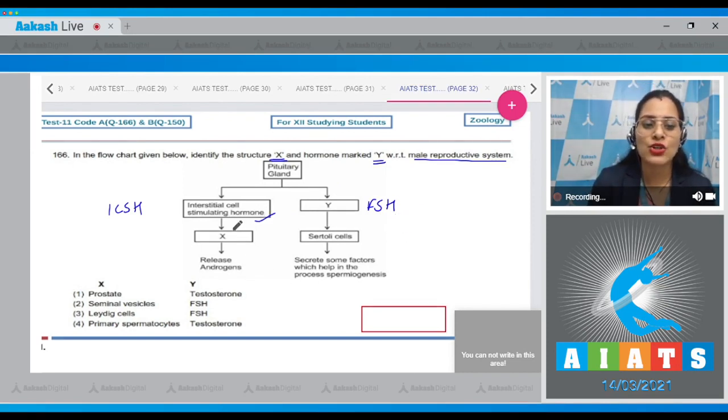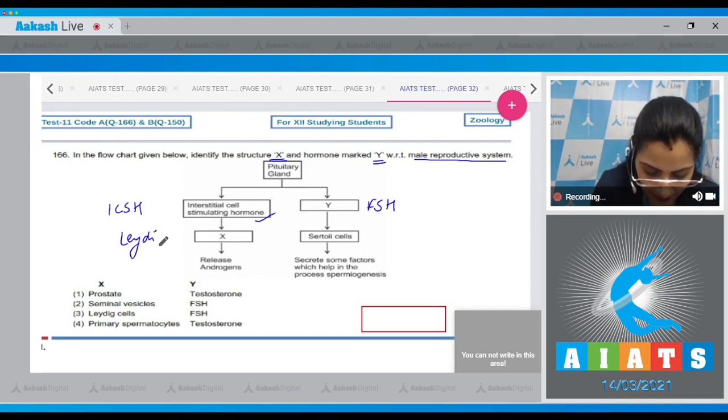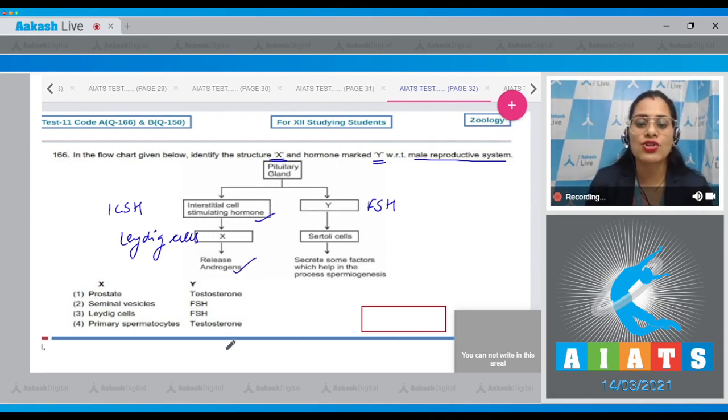This interstitial cell stimulating hormone acts on Leydig cells to produce androgens, whereas follicle stimulating hormone acts on fertilized cells to secrete some factors which help in process of spermiogenesis. So the correct answer to this question is X represents Leydig cells and Y represents FSH. So the correct answer is option number 3.